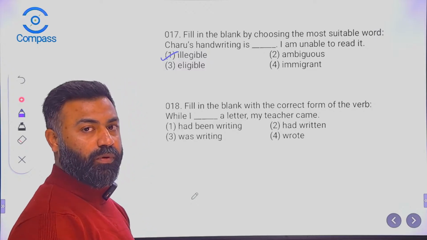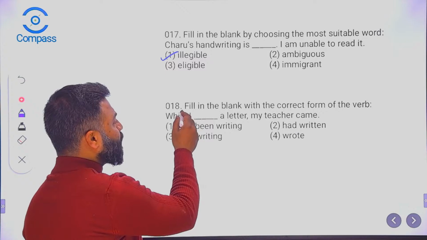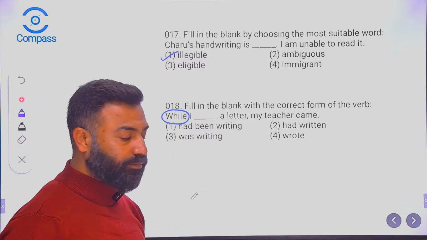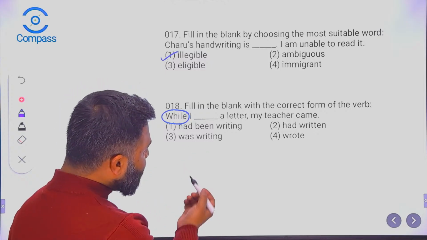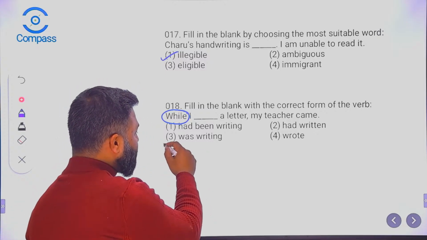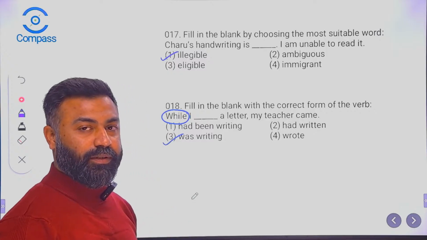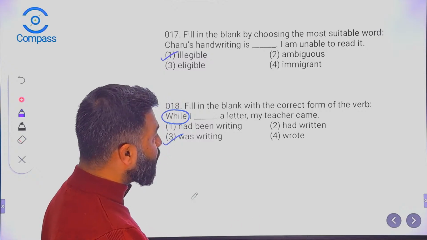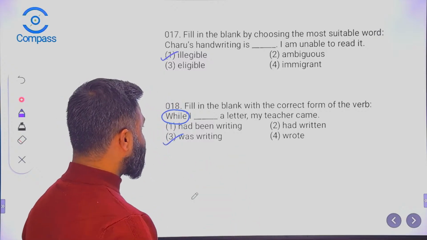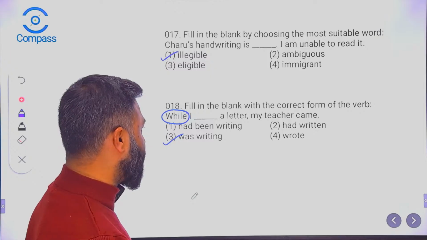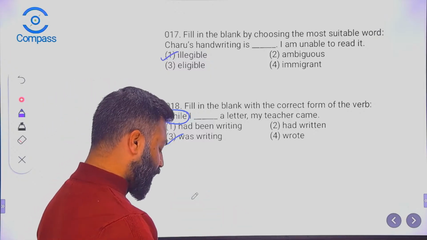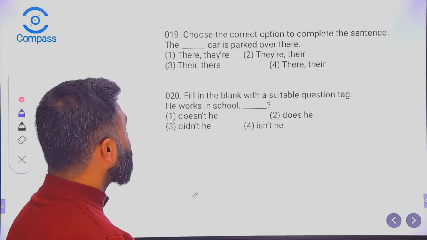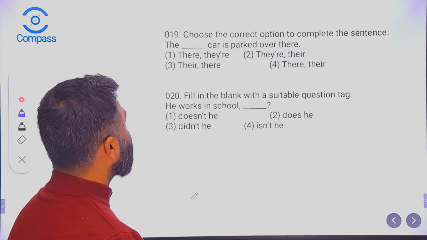No. Okay, it talks about while something was continuing. Okay, the person was continuing. So while I was writing, so that makes sense, right? Okay, this was the moment, right? When the person was writing a letter, the teacher came. So while I was writing a letter, my teacher came. So that's the right option. Okay, let's proceed with the next question. Question number 19. Choose the correct option to complete the sentence.